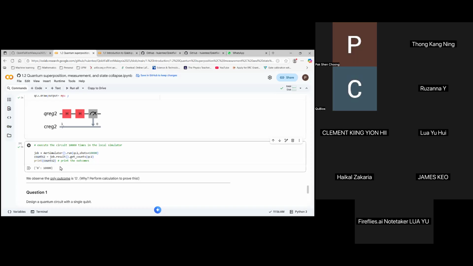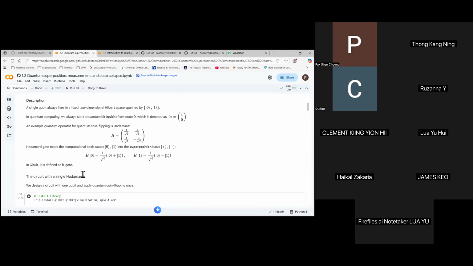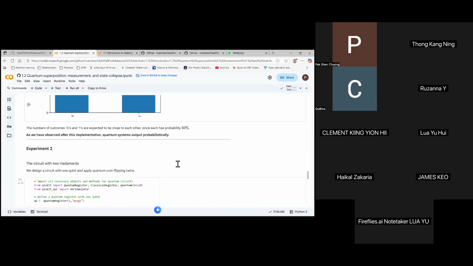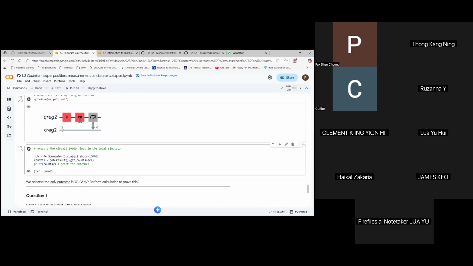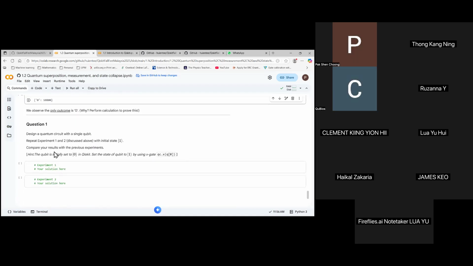This outcome can also be calculated through mathematical notation. You can try here, H times H and then times the zero or one. Then you see the output. You can try it later, and you will know why the Hadamard gate returns the original states.